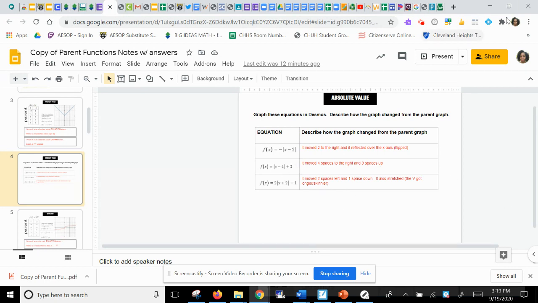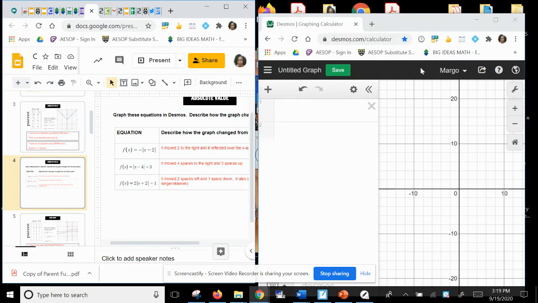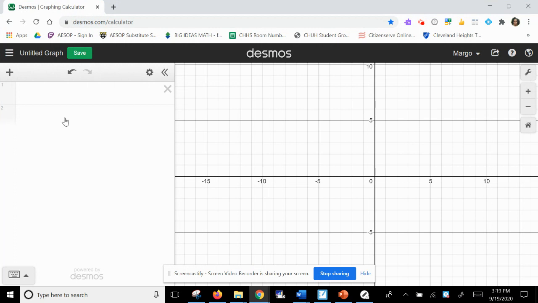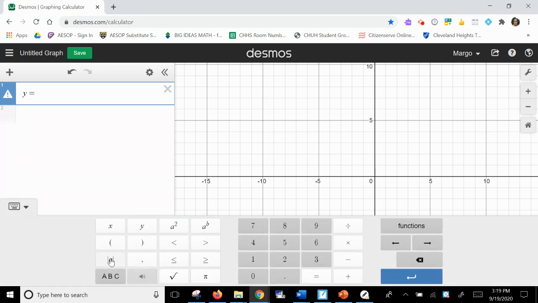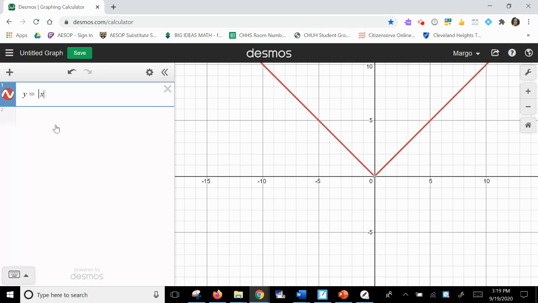So we're going to start with absolute value equations. And I know the equation says f of x, but I'm just going to put y equal, because f of x really means y. Now, for the absolute value, I need my keyboard, right? So I'm going to hit the keyboard, and then here's the absolute value right here. So if I want absolute value of x, just put in x. And you see I have the V shape, okay?